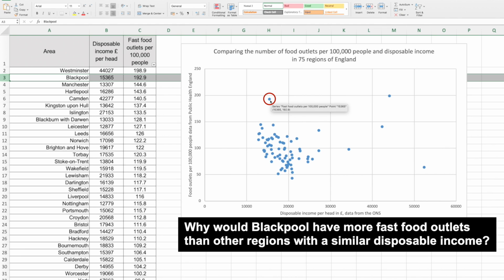Pause the video and think. Why would Blackpool have more fast food outlets than other regions with a similar disposable income? Is there something special or different about Blackpool?